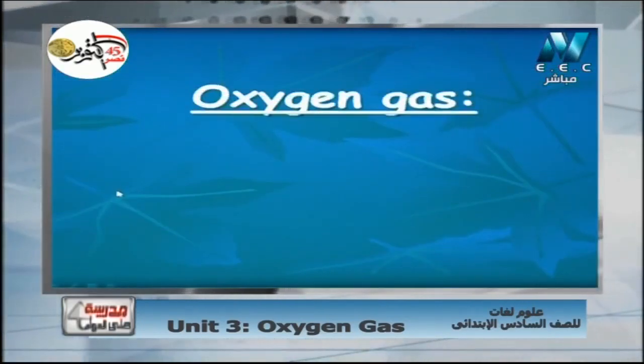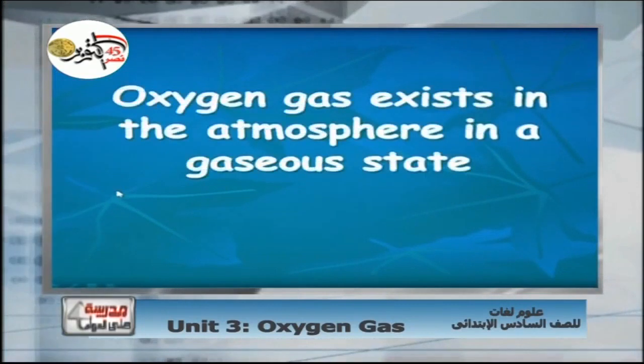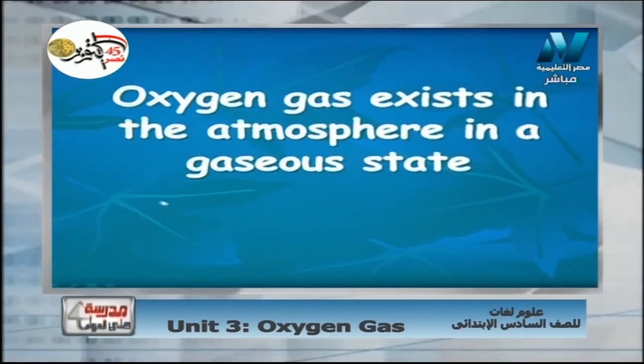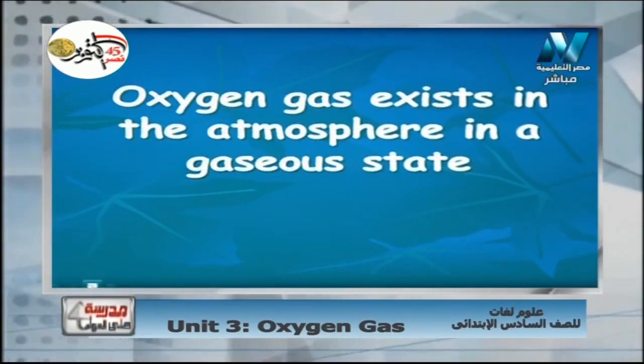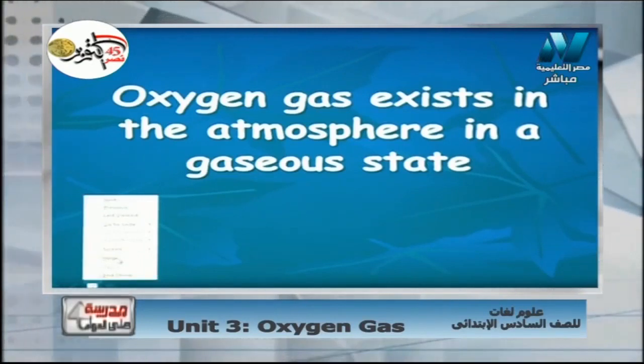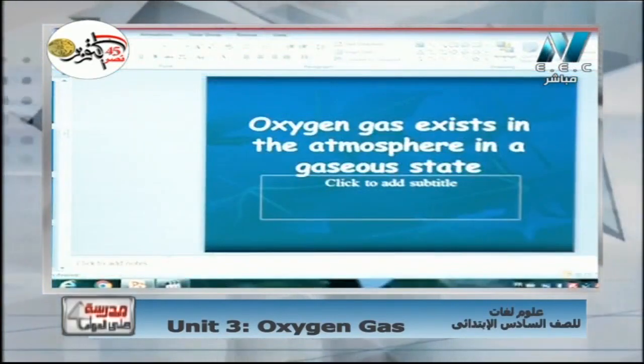So now we can say oxygen gas exists in the atmosphere in a gaseous state. But now let me show you a very important video about what happened during this activity, how we calculate that oxygen gas is 1 over 5, or 21%.